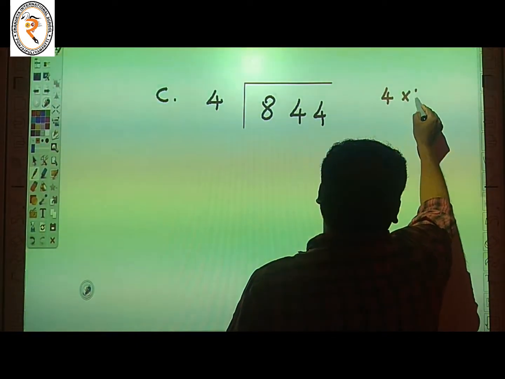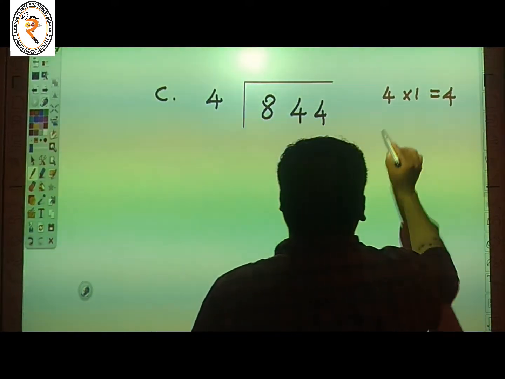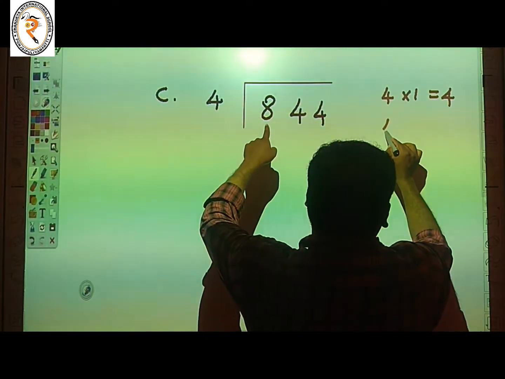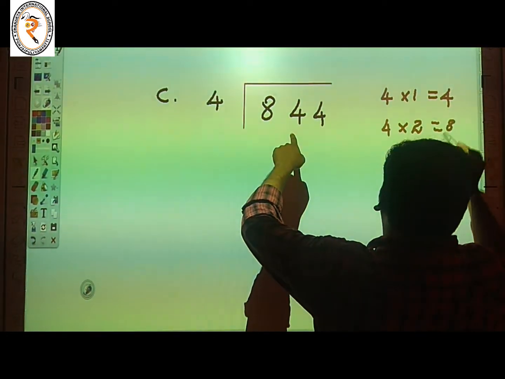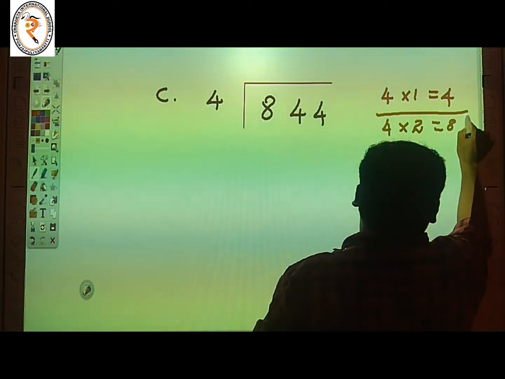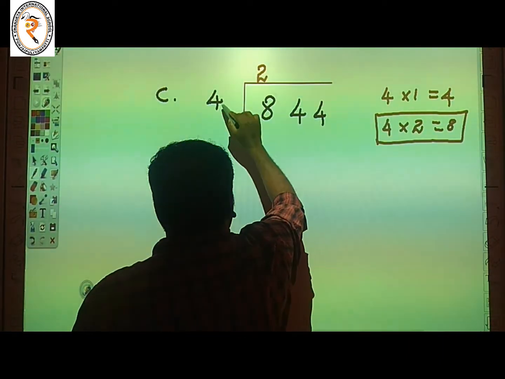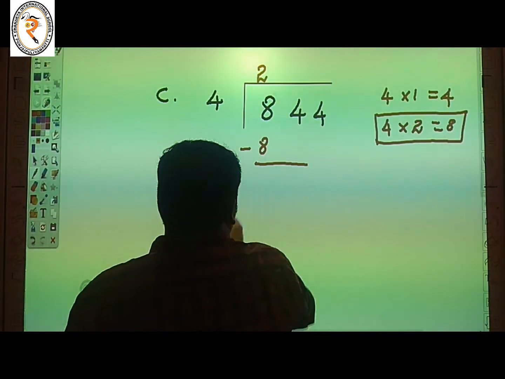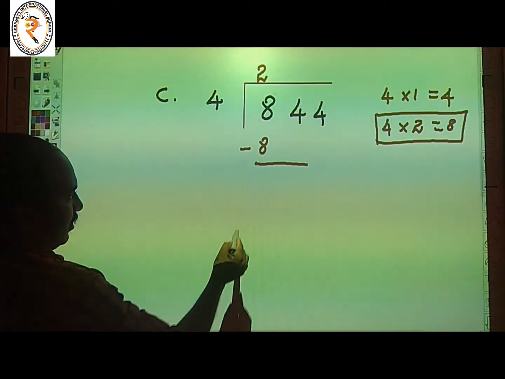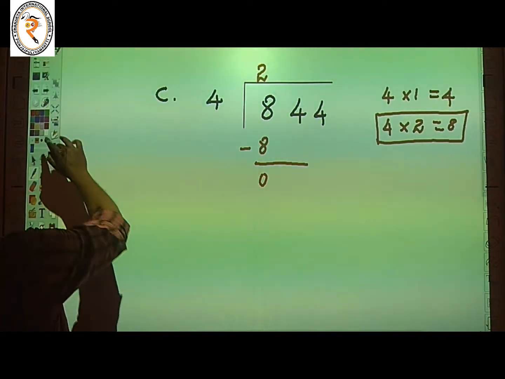4 into 1 is equal to 4. 4 into 2 is equal to 8. 4 2s are 8. Minus: 8 minus 8 is equal to 0.